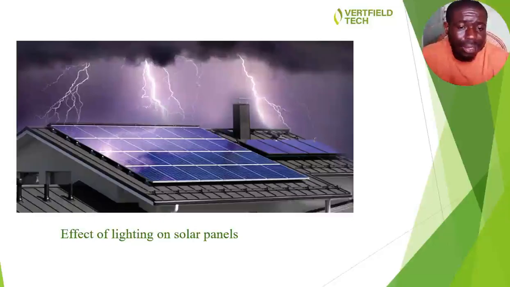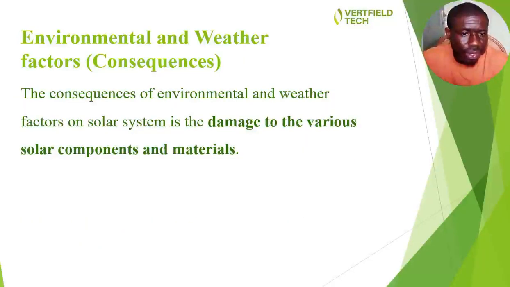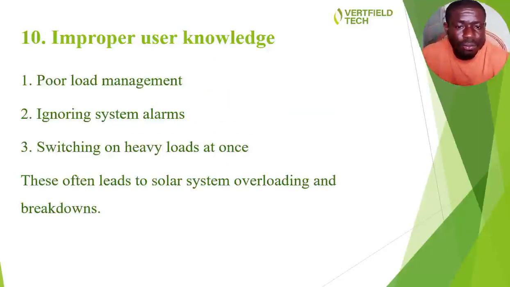So you can see what I'm talking about. This is the lightning storm. So once it hits, these solar panels will absorb excess energy. Lightning is also an electrical energy. So it absorbs it, and because it cannot handle it, it needs to send it to somewhere. It will send it to your facility and it will damage everything in it. Consequences: damage to the various solar components and materials, just as we have talked about.